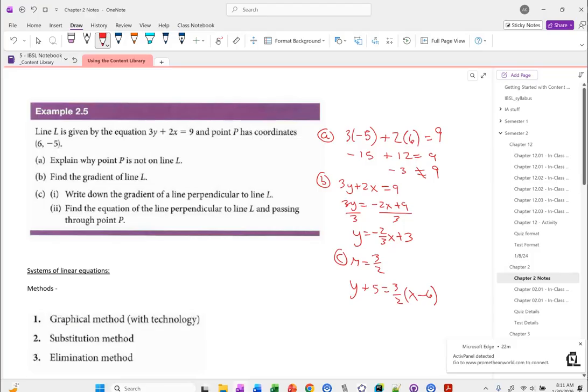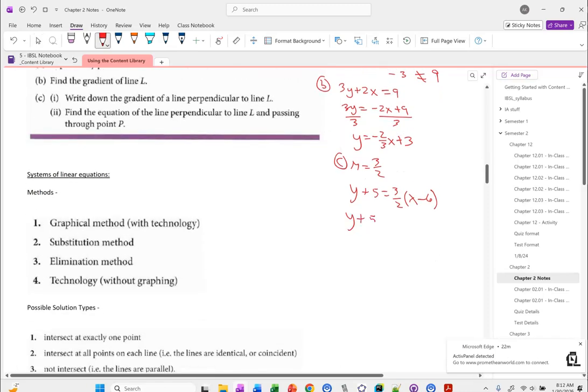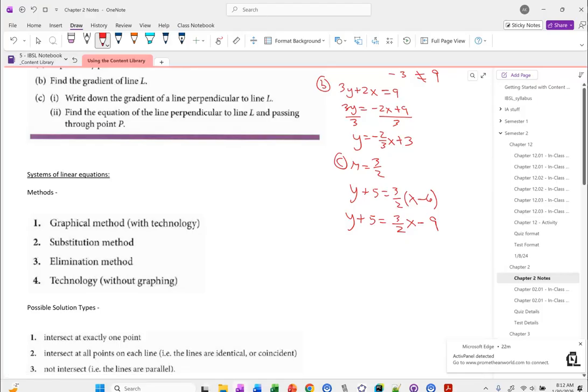Let's write our answer in standard form or general form here, just for kicks. Remember, we're talking about this form where A, B, and C are integers. Good. So Quinn says let's distribute the 3/2. Oops, leave an x there. Okay, now what? Let's get the x and y on the same side and the constant on the other, right?